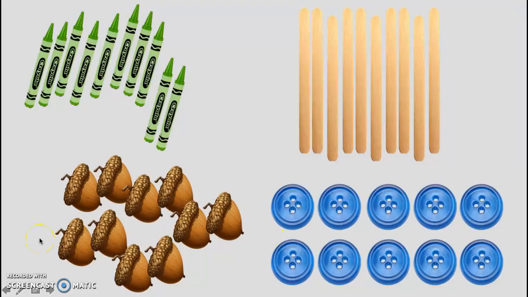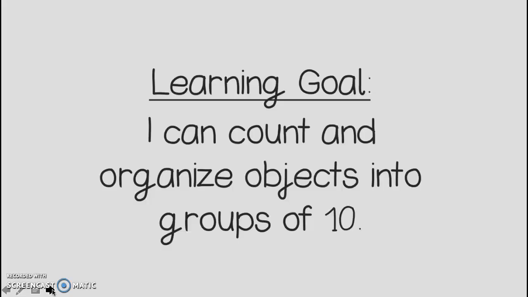How else could we count these groups of 10s, friends? Yes, we could count by 10s, right? 10, 20, 30, 40. See, when you make groups of 10s, those are different ways to describe them. We could use the say 10 way or the regular way. You know, our learning goal said I can count and organize objects into groups of 10s. That's exactly what we did today.